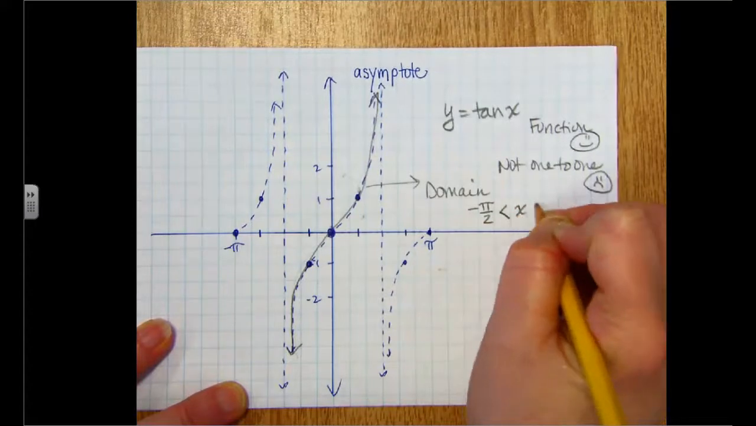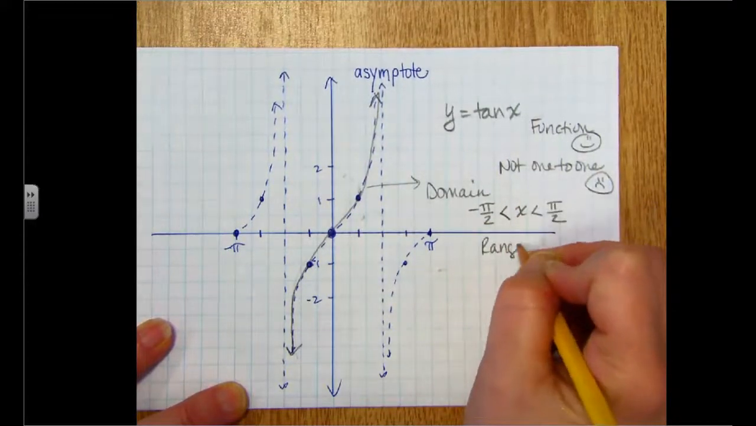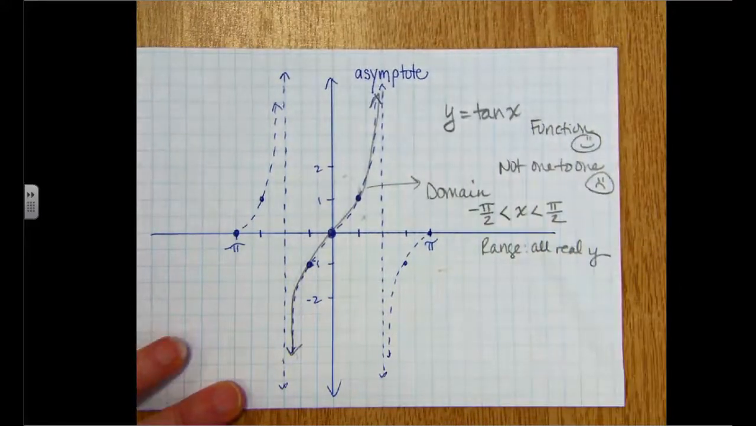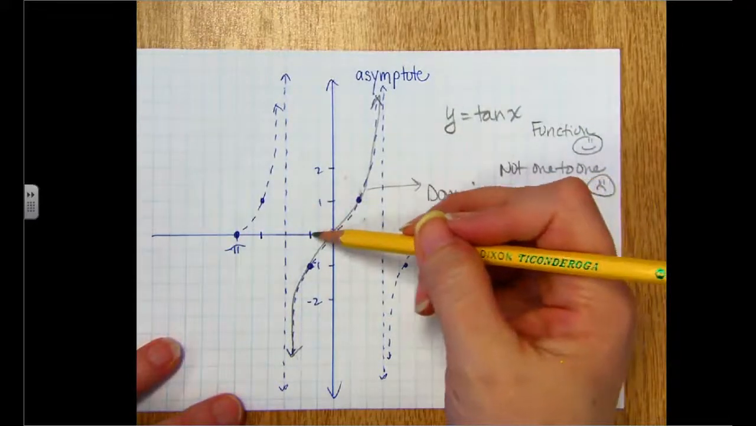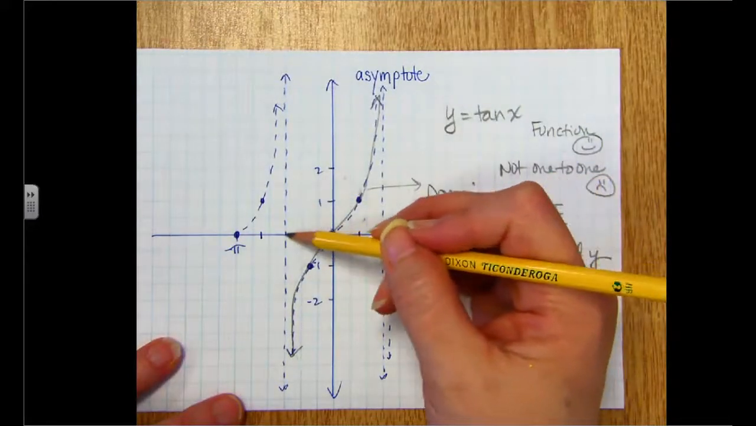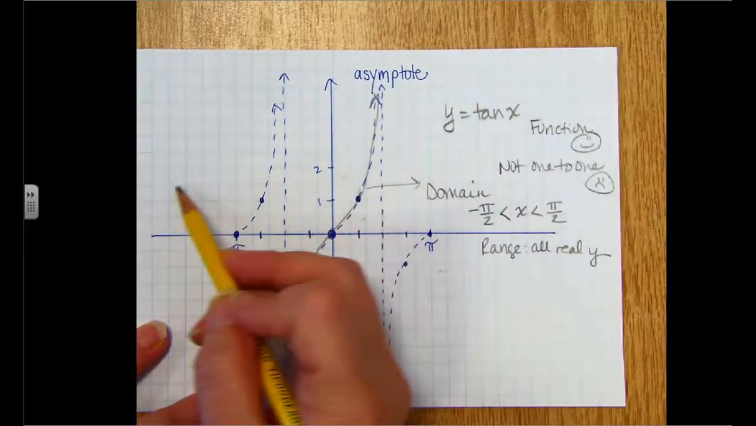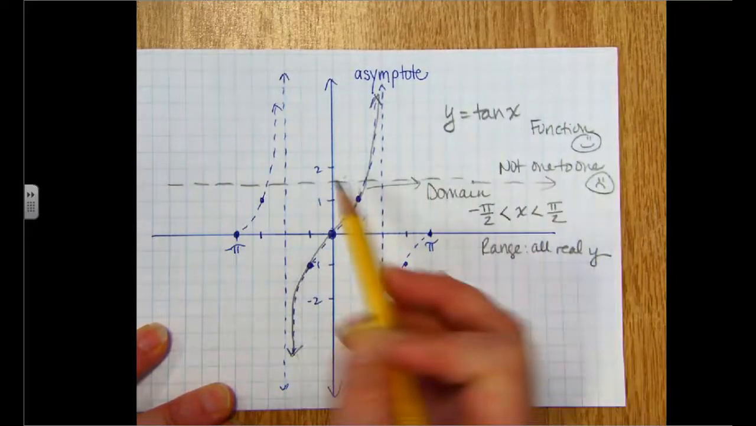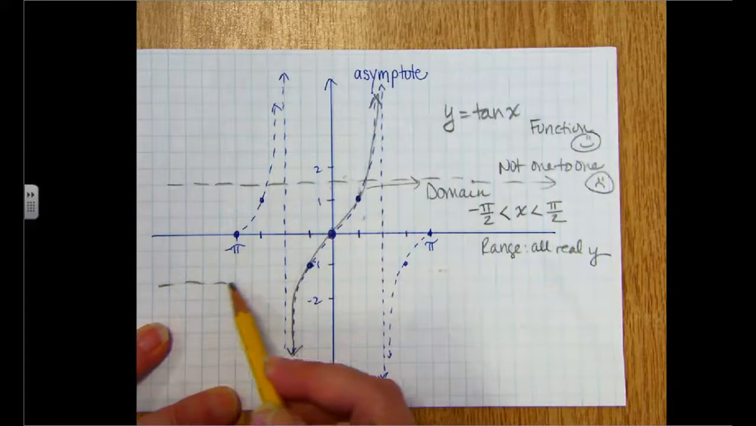So the domain is from negative pi halves to pi halves. Notice there's no equal to sign. The asymptotes are at negative pi halves and pi halves. The range is all real y's. So we switch x and y, including the asymptote. So I go from vertical asymptotes to horizontal asymptotes. On this scale, my asymptotes were 3 blocks out, so I'm going to go 3 blocks up and down for my horizontal asymptotes.